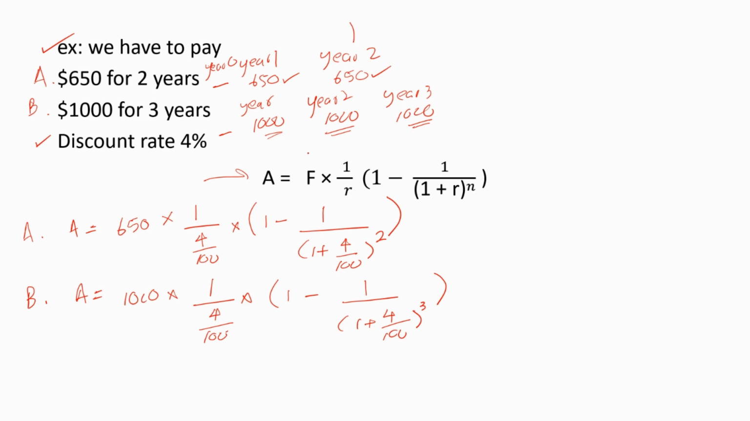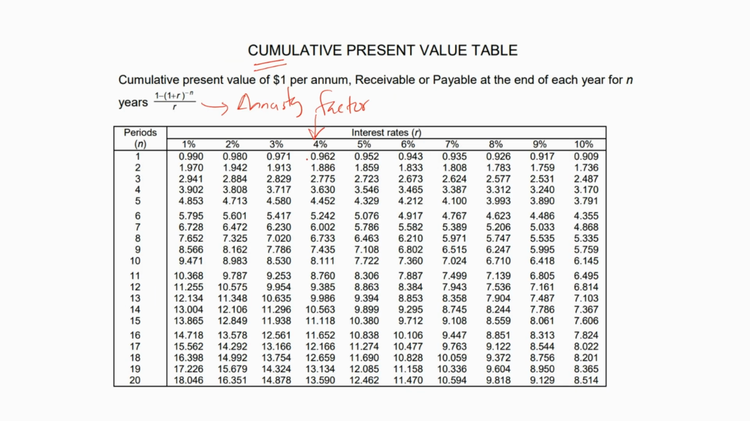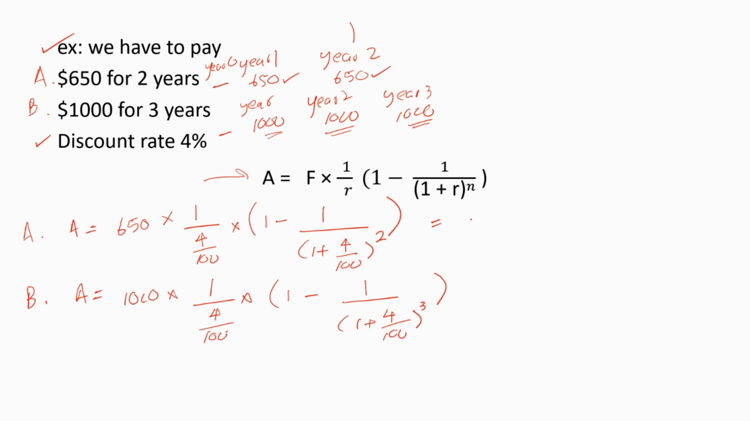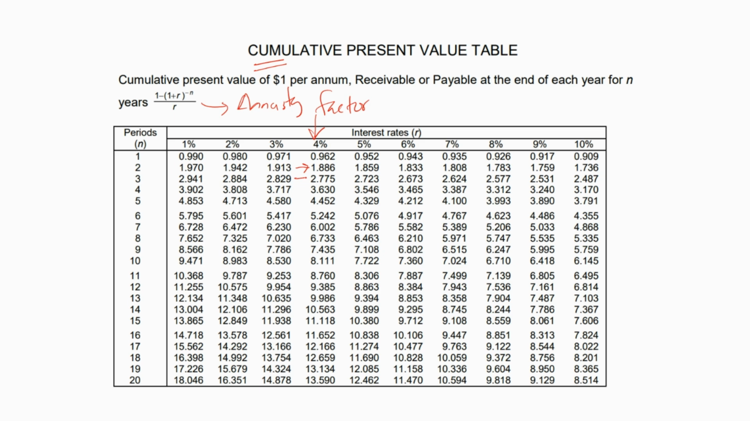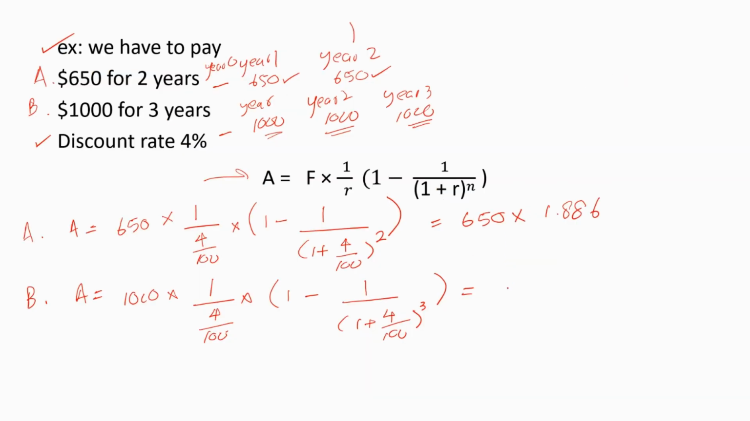So number of periods for option A is 2. So here is the 2, 1.886. So this equals to 650 multiplied by the annuity factor, 1.886. For option B, there are 3 years or 3 payments. This is the 3. Number of periods 3. So the annuity factor is 2.775. So this equals 2000 multiplied by the annuity factor, 2.775.